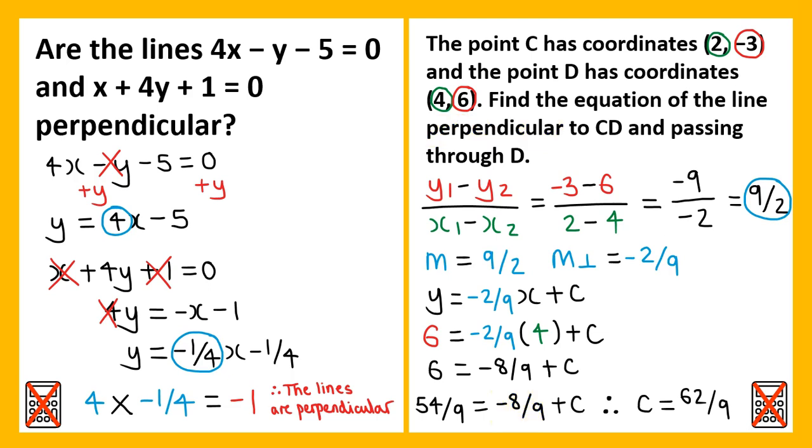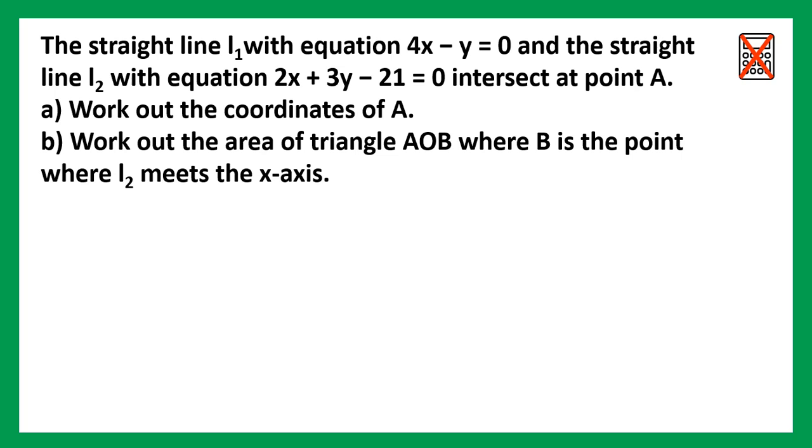Once the y-intercept is known, I can substitute back into y equals negative 2 over 9 x plus 62 over 9, which is the known y-intercept. On to the advanced question, one of the trickier questions that you're likely to find on this topic.